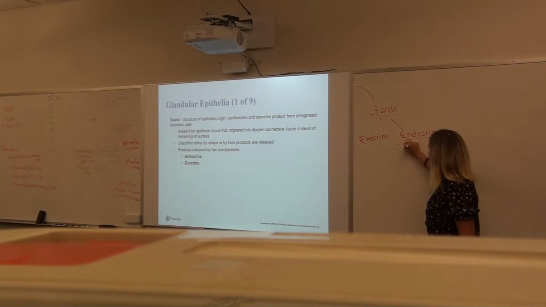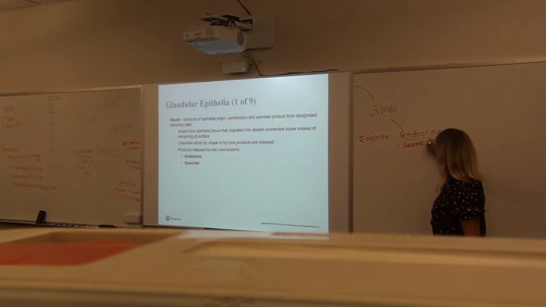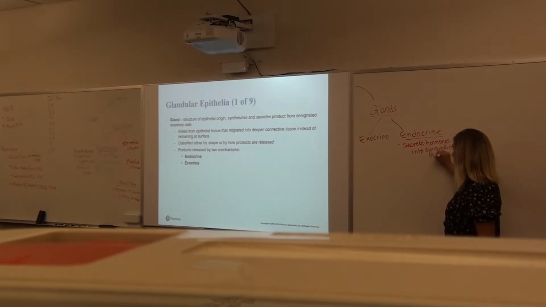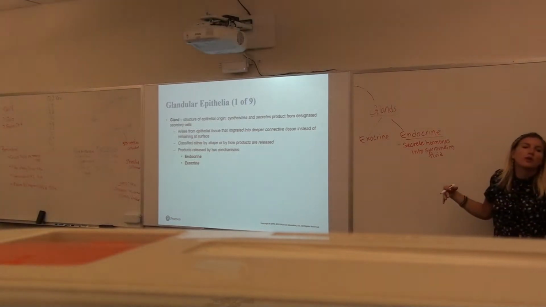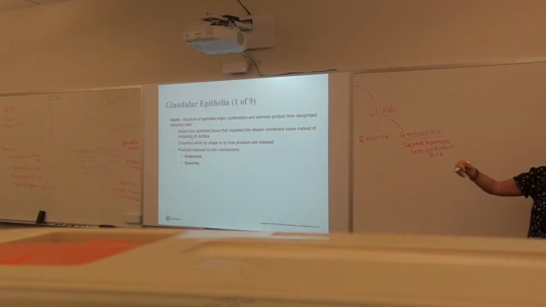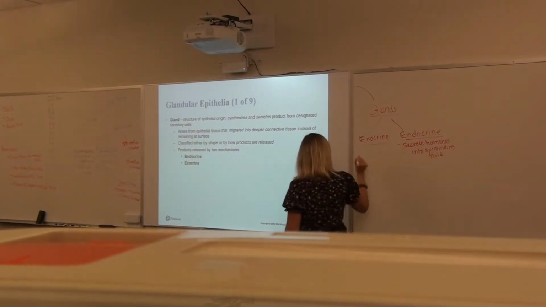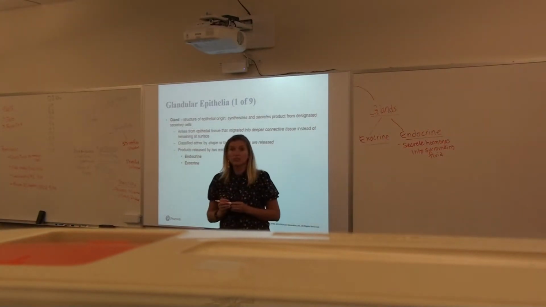So endocrine organs secrete hormones into the surrounding fluid. They just kind of ooze the hormone, right? Thyroid hormone just kind of oozes from the thyroid gland into the surrounding cavity. Exocrine glands do something else.